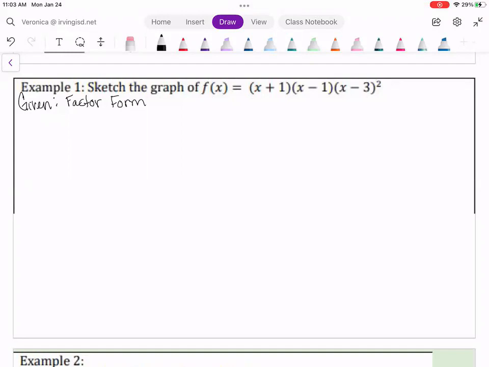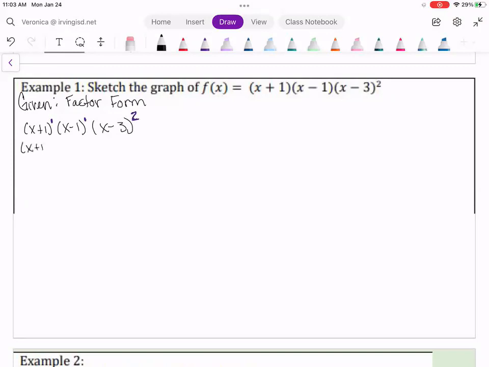So the first thing we need to do is find our graph comparison. In order to find that, we need to know the degree and the leading coefficient. So the degree can be found from factor form. We did this on the chart above on numbers 3 and 4. We're going to grab our factor form, and then we have to make sure that each one has an exponent of 1. This one has an exponent of 2, so then we're going to expand it out.